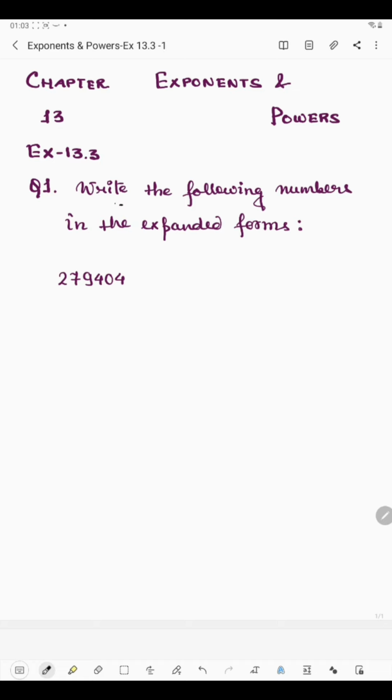Similarly, here we have 279404. We have to write this number in expanded form. At first we will write 2 and then after 2 we have 1 2 3 4 5 places, so 5 zeros. Plus then we have 7 and after 7 we have 1 2 3 4 places, so 4 zeros. Then we have 9 and after 9, 1 2 3 places, so 3 zeros.